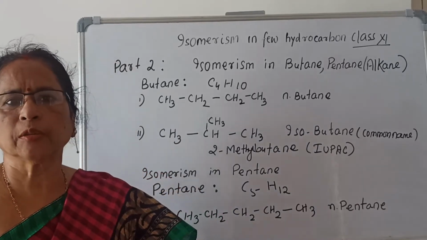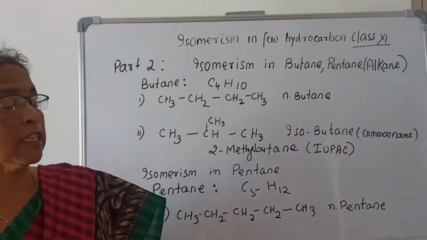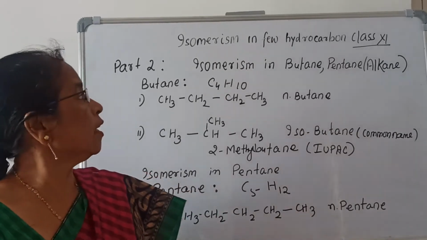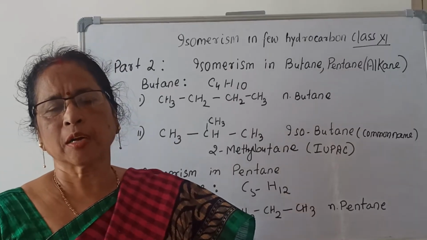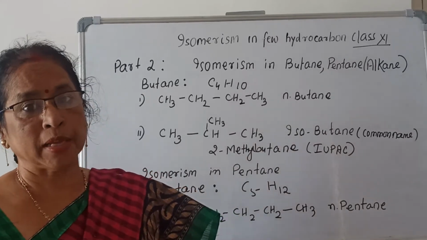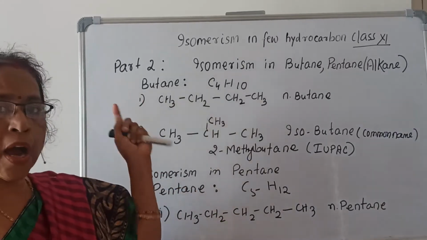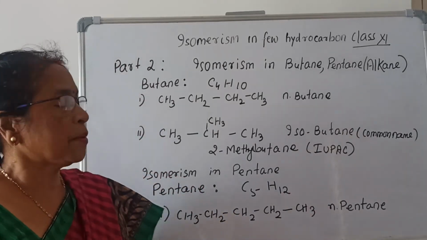Also, I want to welcome the students of 11th Science where the topic is isomerism in hydrocarbons. In 11th class, the hydrocarbons are alkane, alkene and alkyne and benzene also. Now in part 2 we will see isomerism in butane and pentane.